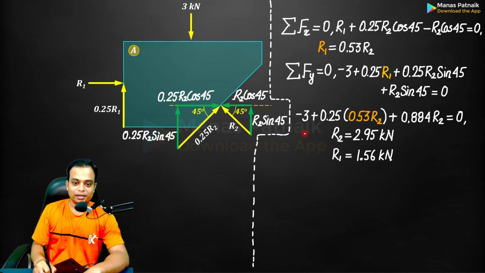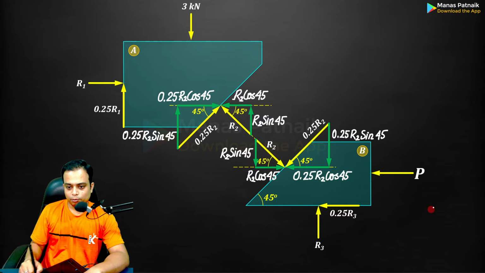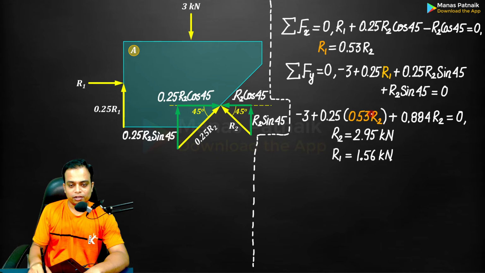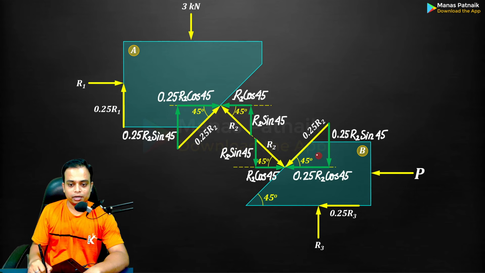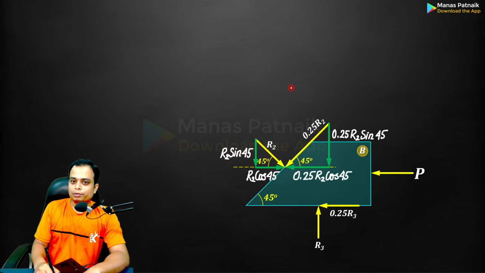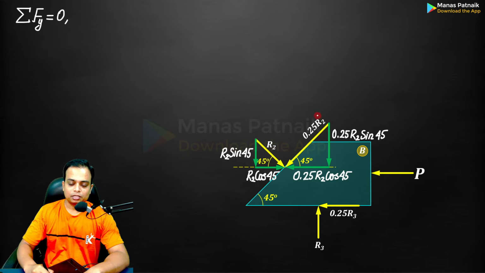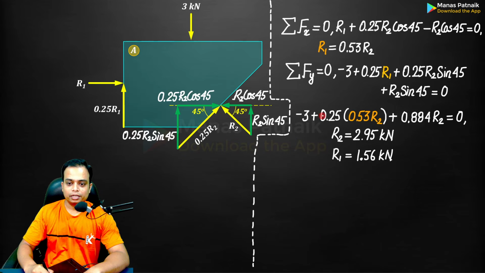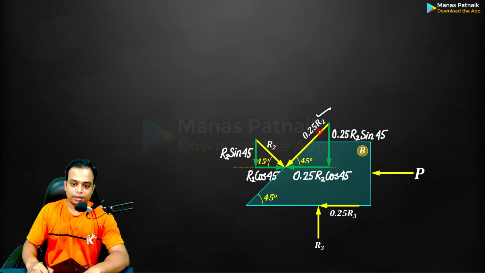Let's go ahead. Take a look at block B now. Whatever we had to do with block A, we have done. We've got the values of R1 and R2. Now let's focus on block B. What we'll do is we'll go for summation Fy first. The reason being very simple, because R2 is known to us. How much is R2? Take a look. R2 is 2.95. We are going to use that value over here.